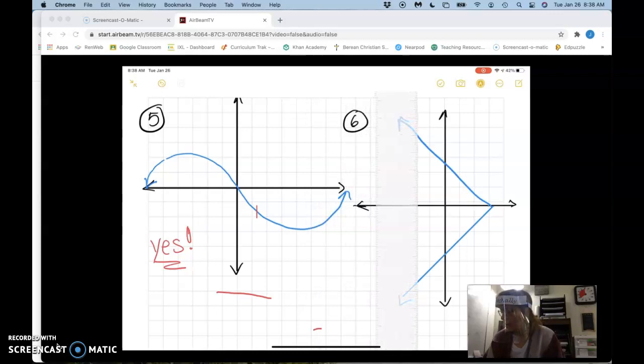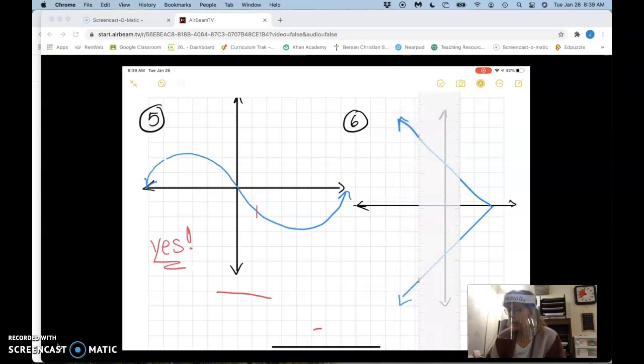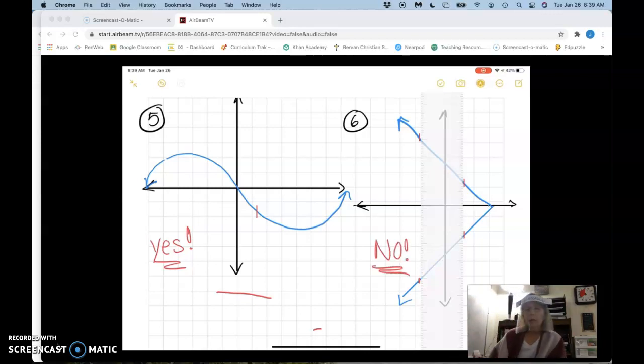Now I can clearly see that my ruler is touching the line in 2 places at once. And that's going to happen all the way across. Everywhere I stop is touching the line in 2 places. So is this a function? No, not a function, because the x values are repeating. Okay?